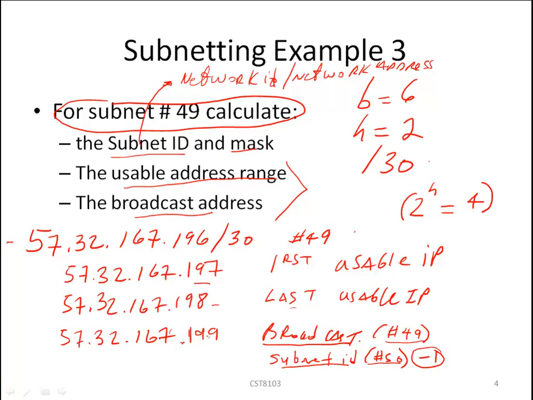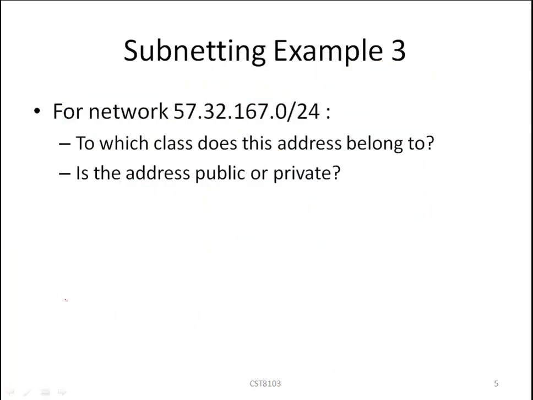Okay, so the last question for this is, to which class does this address belong? The original class is a class A. So we're subnetting a subnet. And is this a public or private address? This is a public address.